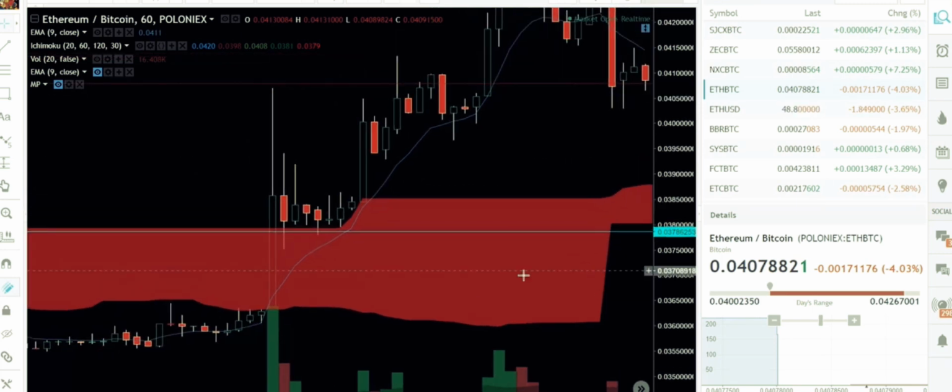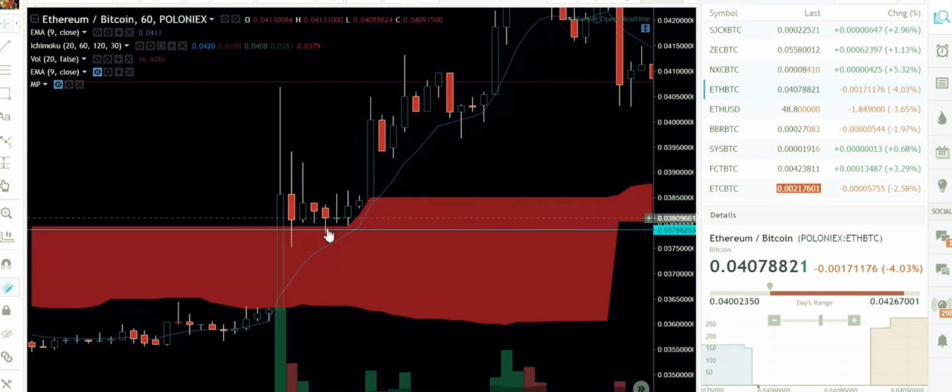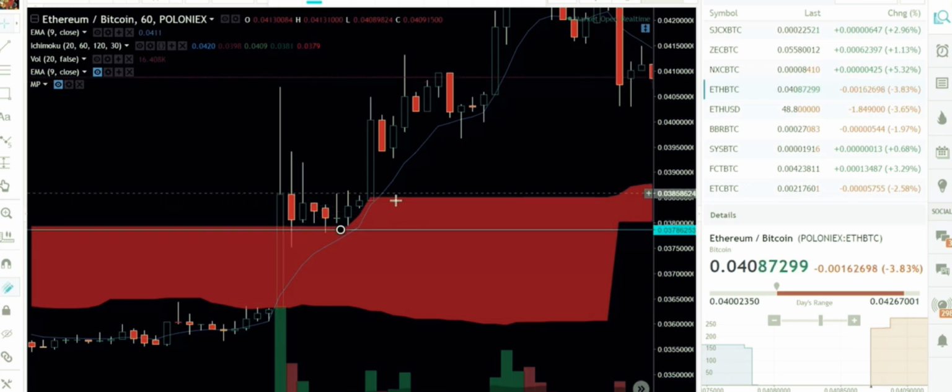I'm pointing this out because right here when we were consolidating at these levels at the top of the cloud, we had an indication in the future that if we maintained price at this level, the support was going to be moving up to this level. And so the price actually followed the projection of where the support would be perfectly. It showed us that if we consolidated in this area and could maintain that price, our hourly support was going to grow and be higher at this level.